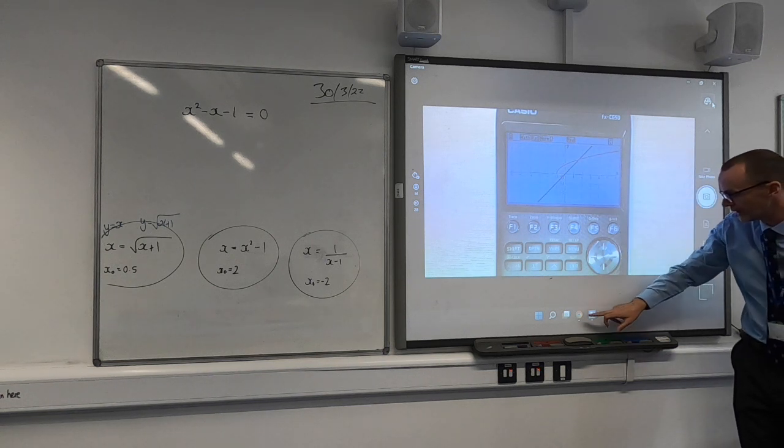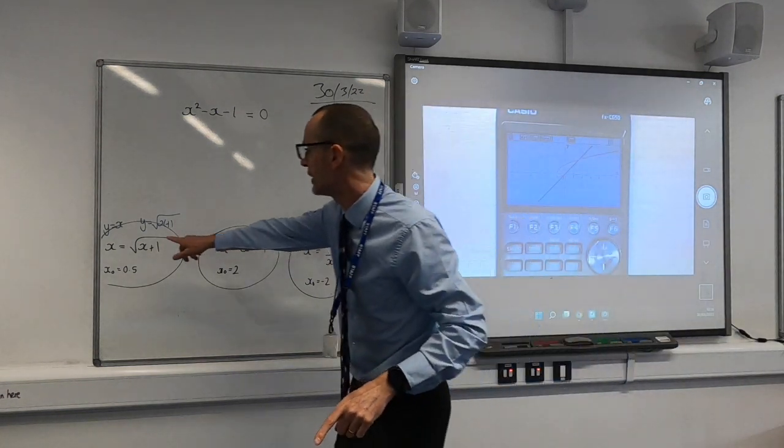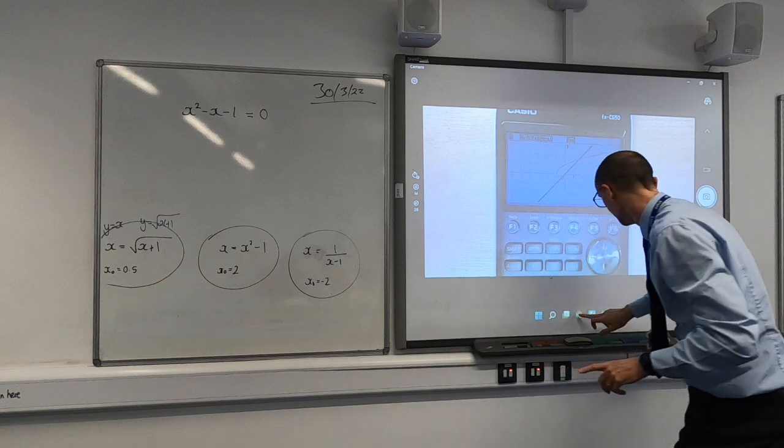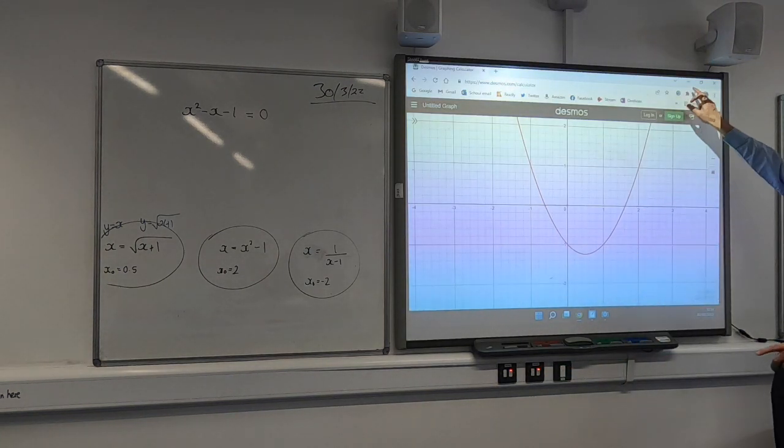Now that's interesting, isn't it? Because do you remember we've already said from the original graph that there's going to be a root between 1 and 2. So it looks like this iteration is potentially going to tell us that root. So it's potentially going to tell us this root.